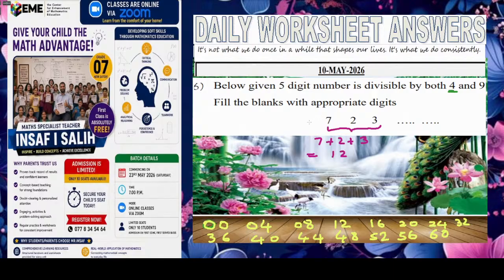Now remember what I said a while ago. If a number is divisible by 9, when we add the digits of that number, we will certainly get a multiple of 9. So what is the closest multiple of 9 to 12? What is the closest multiple? Let me write the multiples of 9 in green on the side here.